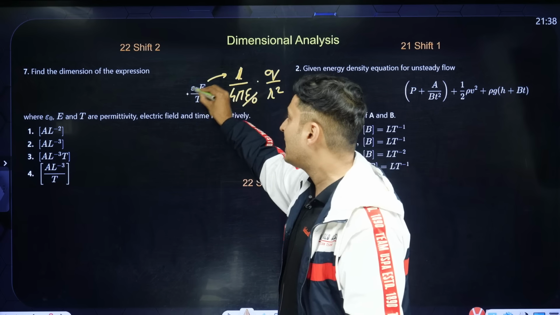A couple of rules you need to keep in mind: when you add and subtract, the dimensions are the same.